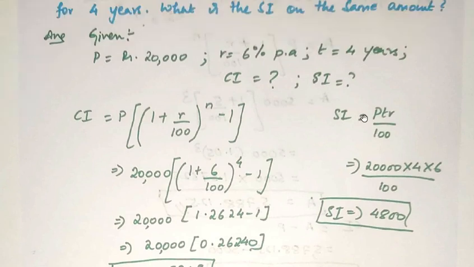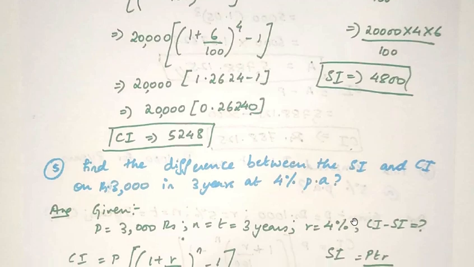Now you're supposed to calculate your simple interest. Use the same method. Implement your formula. So formula is PTR by 100. So PTR is equal to 20,000 into 4 into 6 divided by 100. So simple interest is equal to 4,800.